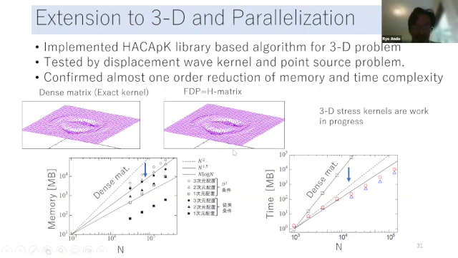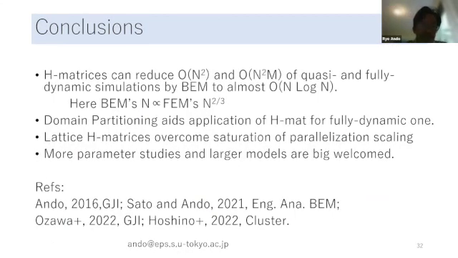All right. This is the current status, and we have implemented the method in the displacement wave programs. So the 3D stress corner is work in progress, and the rupture simulation will be appearing later. All right. So this is just a conclusion. The H-matrices are found to be a very useful way to accelerate the quasi-dynamic and the dynamic simulations.